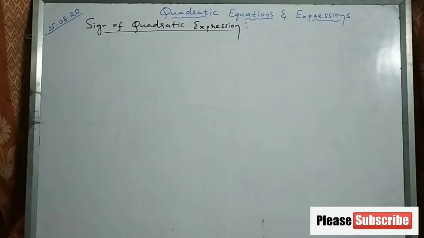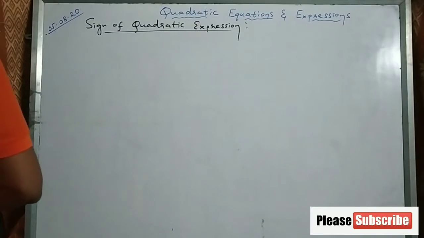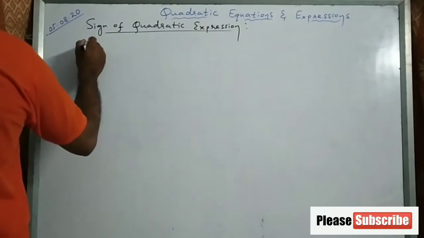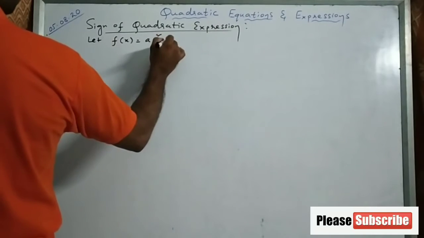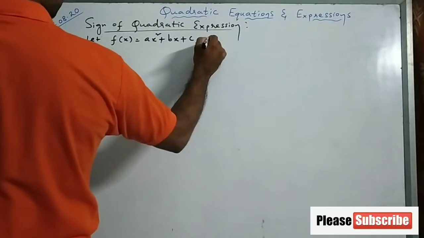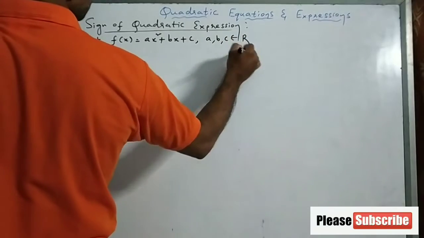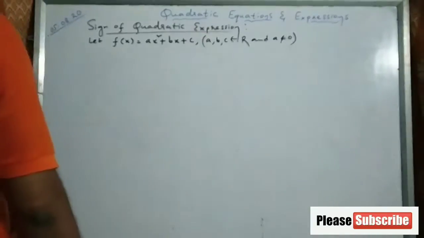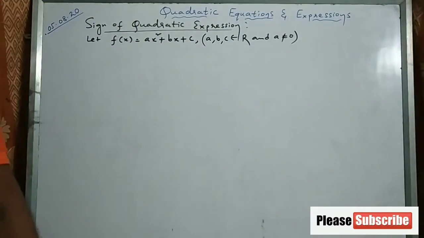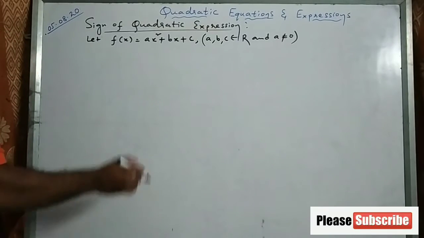Sign of quadratic expression. Let f of x equal to ax square plus bx plus c, where a, b, c belong to R and a not equal to 0.